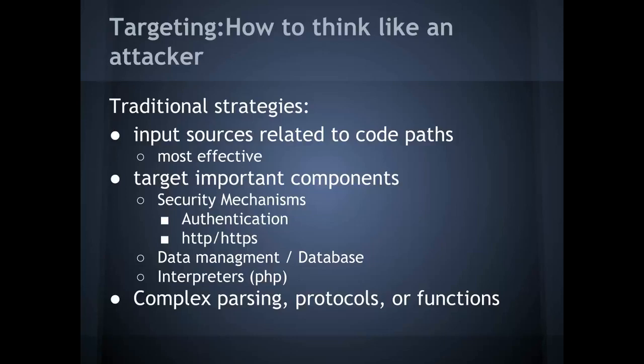Also target important components, and that requires understanding the architecture. So perhaps there's a database, and you might be able to do meta-character injection, perhaps pull off some SQL injection in the end. And I've always found that the more complex the thing, the more likely it is to be implemented wrong. So things that are complex to parse, or very complex protocols or functions, usually are more rewarding to look at when finding vulnerabilities.